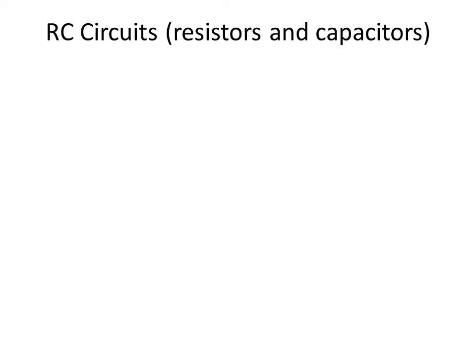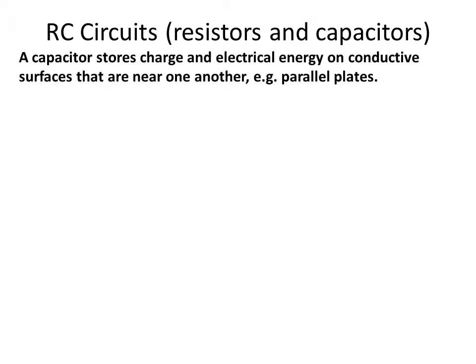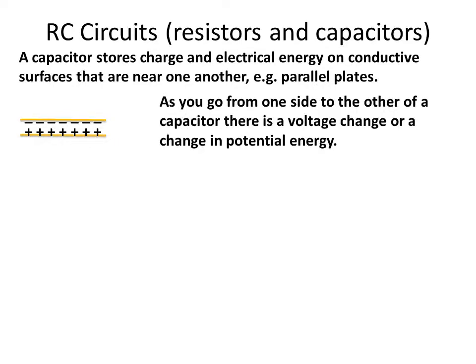This lecture looks at RC circuits, that are circuits with resistors and capacitors. A capacitor stores charge and electrical energy on conductive surfaces that are near one another, for example parallel plates, as shown below. There you see plus charges on one side of the plate, minus charges on the other plate. As you go from one side of the capacitor to the other, there is a voltage change or a change in potential energy.